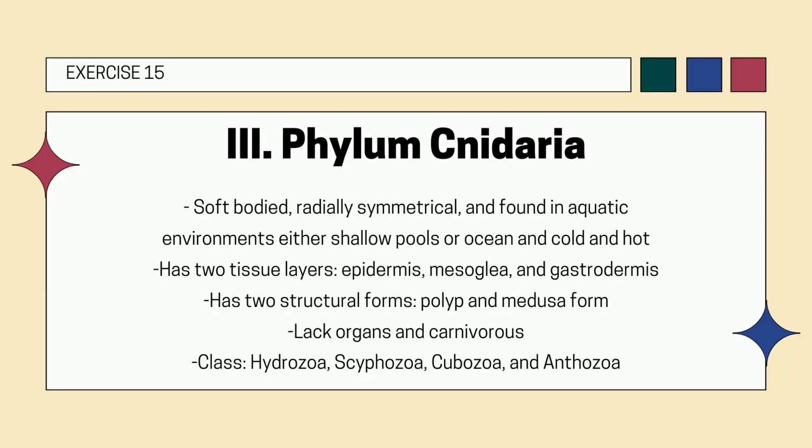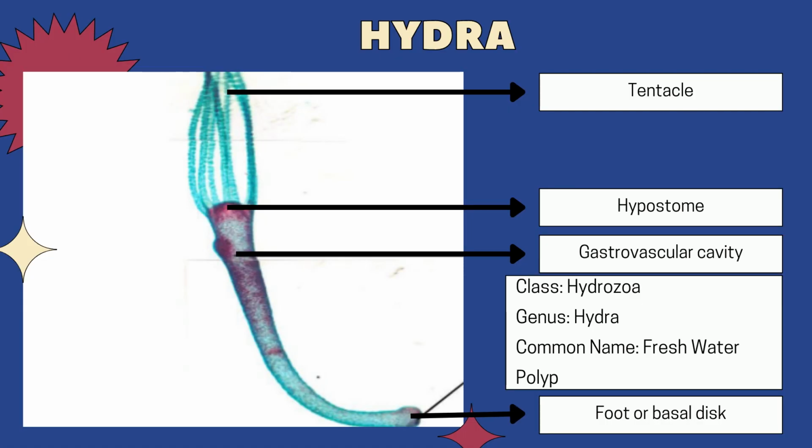Lastly, we have phylum Cnidaria. Cnidarians are usually found in tropical waters and have calcareous skeletons. They are radially symmetrical, lack cephalization, have one opening, and lack organs. There are two body forms that occur within its life cycle, polyp and medusa. Now, let's move on to the first representative of phylum Cnidaria.